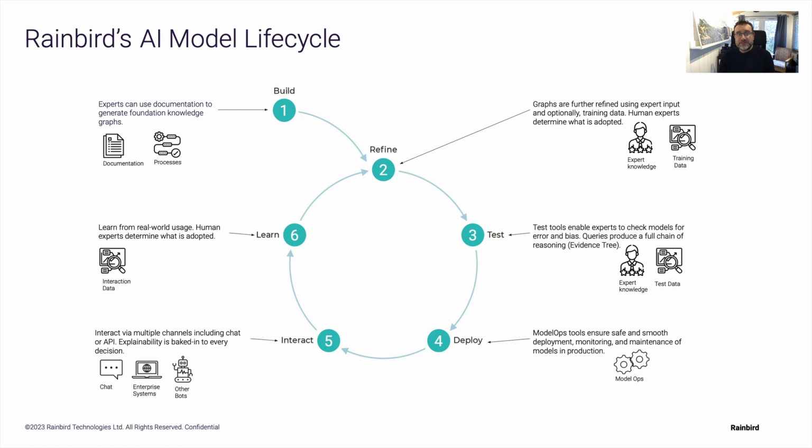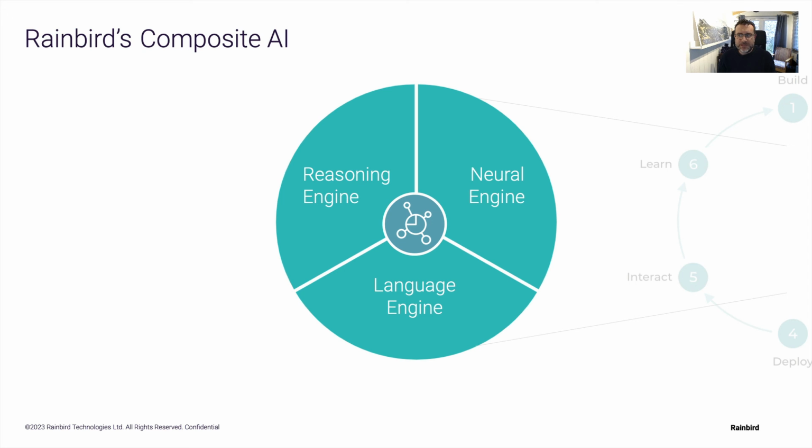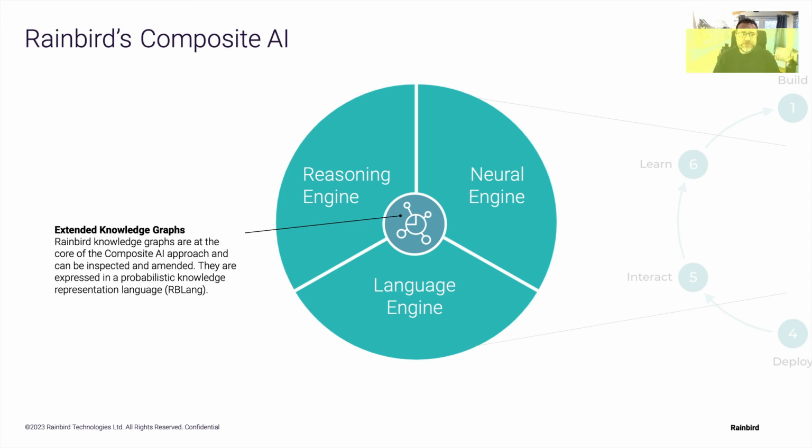At the center of all of this is the Rainbird Engine. And the Rainbird Engine really consists of three different parts. So let's just dive quickly into the three parts that make up the Rainbird Engine. As I say, at the core of everything that we do is our extended knowledge graph. The extended knowledge graph encodes all of your expertise, all of your understanding of how decisions should be made in your organization. Now you connect these knowledge graphs up to data, and then you can start asking questions of them. You can run queries.